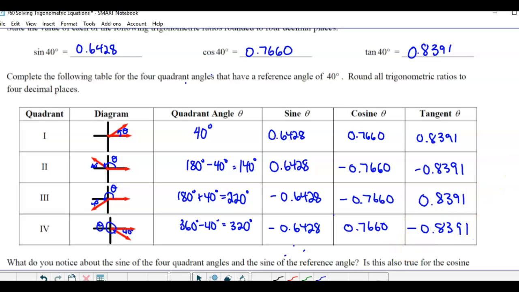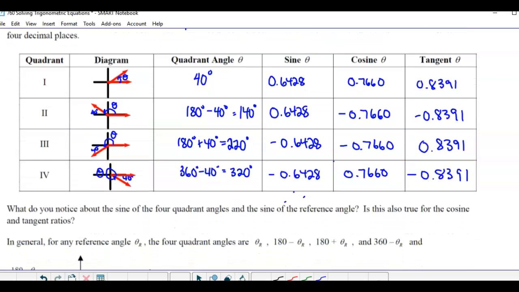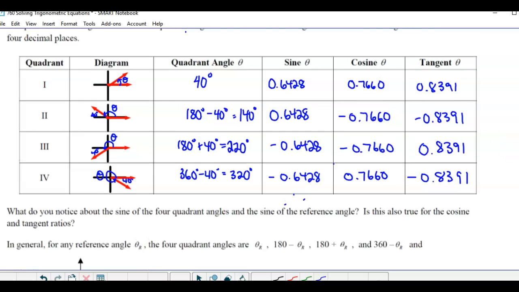Okay, so it says, next part, what do you notice about the sine of the four quadrant angles and the sine of the reference angle? Is this true for the cosine and tangent ratios? So notice that they're all the same digits, okay? Just in the first and second quadrant it's positive, in the third and fourth it's negative, okay?